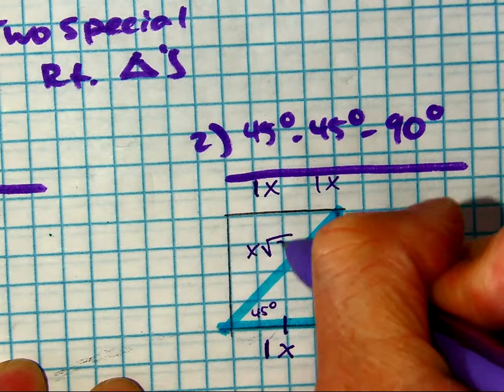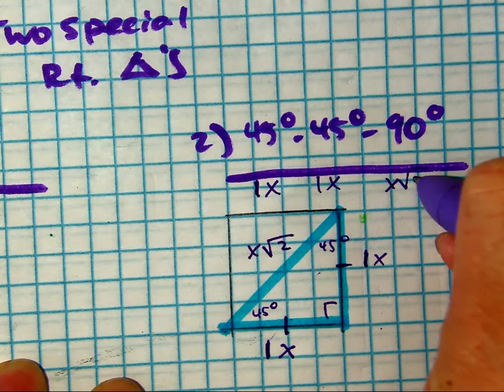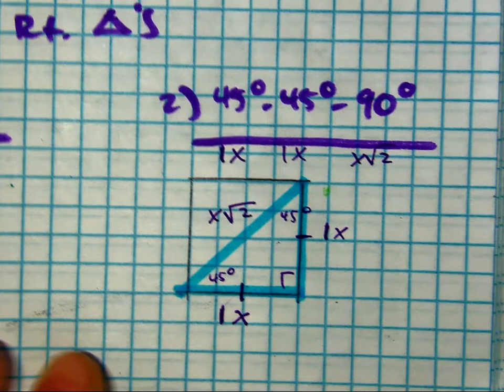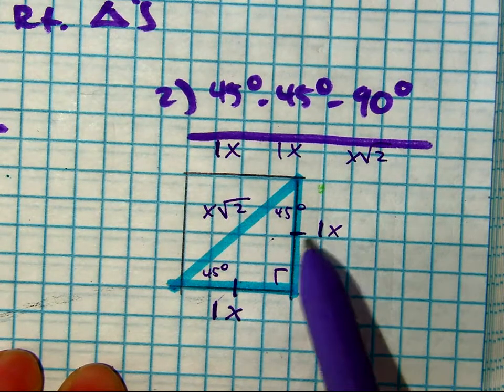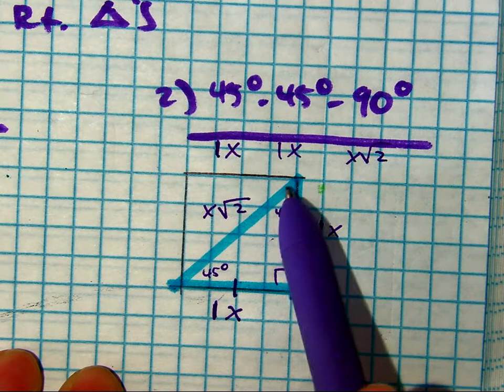What does this mean? The x represents a side length, so if I told you that this side was like 6, then you can find the other side by putting your x is 6, so just put the 6 there, and your answer would be 6 radical 2.